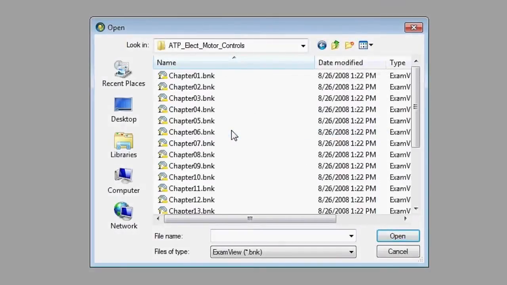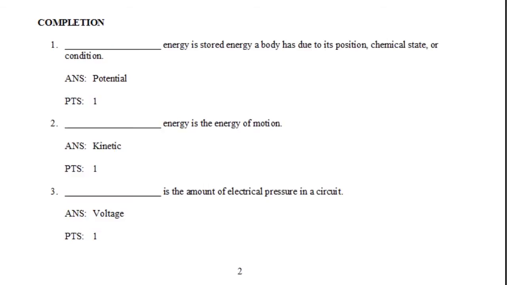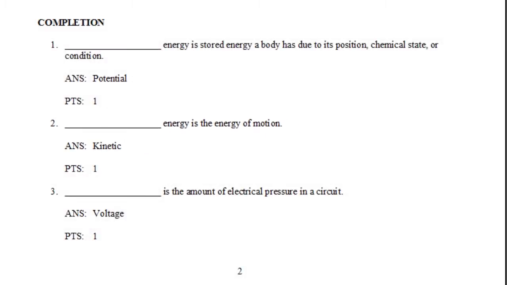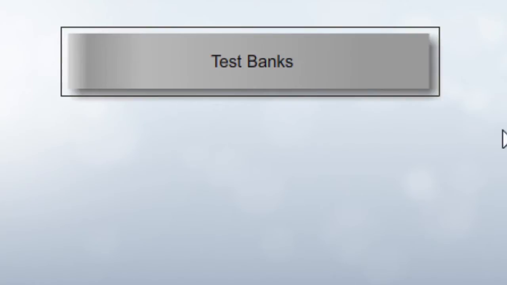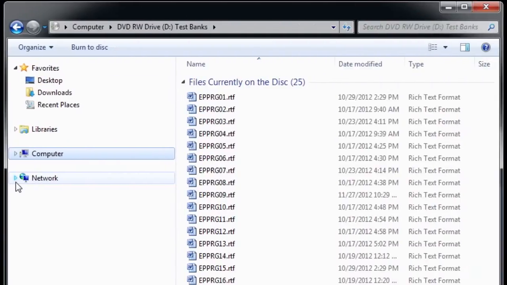ATP now offers test bank questions that include pre-written true-false, multiple choice, and completion questions. Test bank questions are provided in a convenient format for producing custom assessments. Test bank questions are based on key learning objectives and content presented in each chapter of the textbook and are pre-formatted so that they can easily be imported into the ExamView Assessment Suite software.